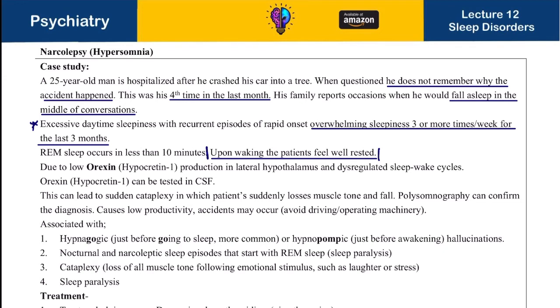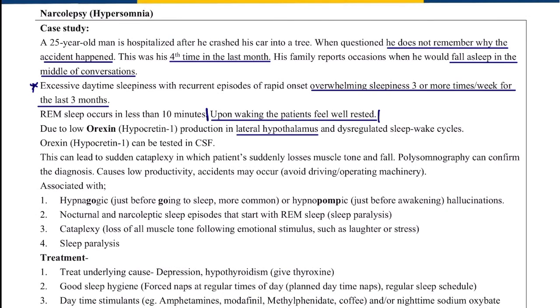Now, there is a substance which will be tested, especially in USMLE Step 1, called orexin or hypocretin 1. This is produced in the lateral hypothalamus and is related to narcolepsy. This substance can be tested in the CSF. So in a test question, they would ask something about testing orexin in the CSF. There is something called cataplexy.